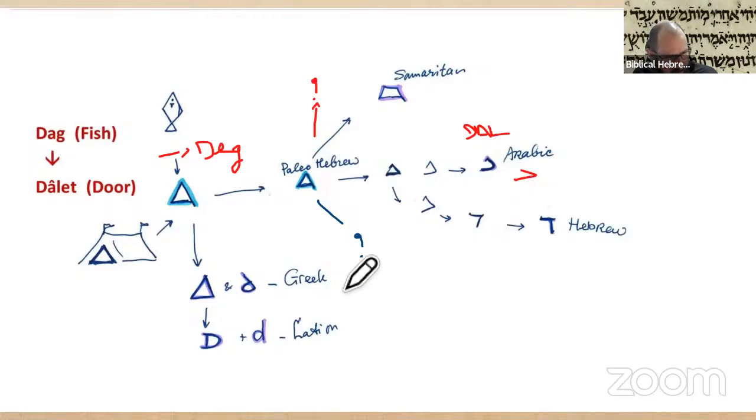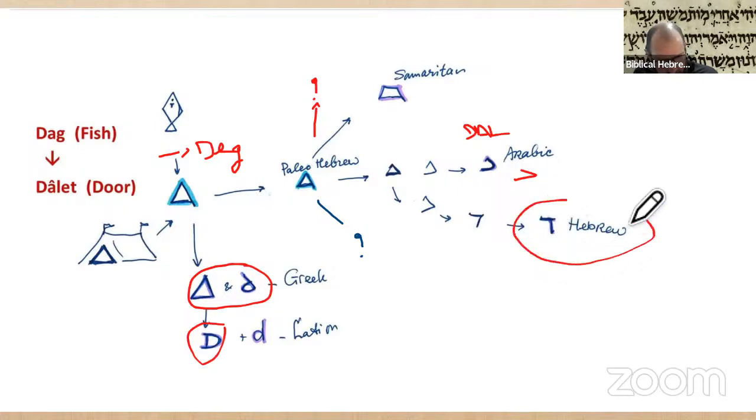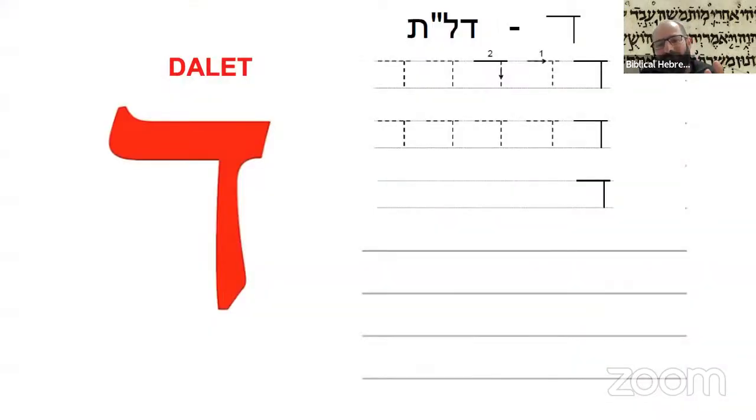But the most important for us, also Greek, which is Delta. This is Greek, Delta, and this is Latin. But the most important is Biblical Hebrew. This is how we write it. So this is how we write Biblical Hebrew, and this is how we write modern Hebrew. But we're going to focus on the Biblical Hebrew, which literally means the door. And who is the door? The sound D. The door is Jesus.